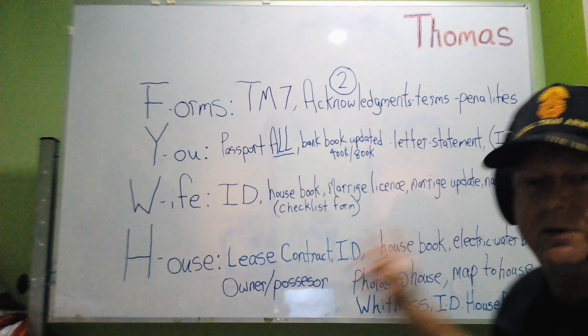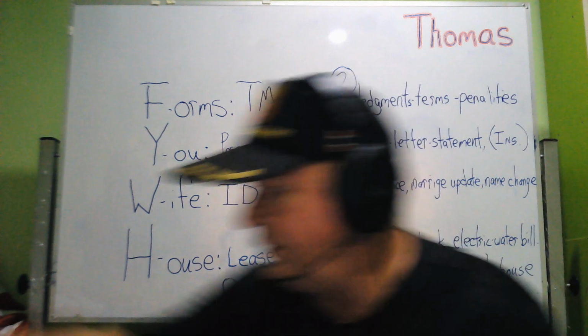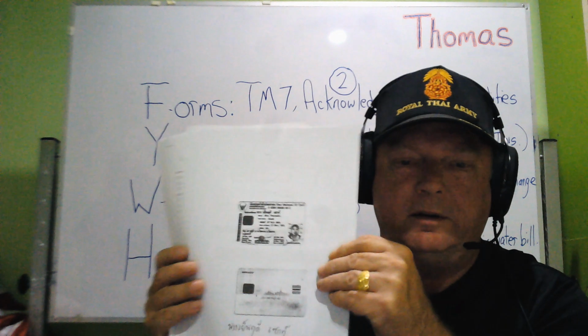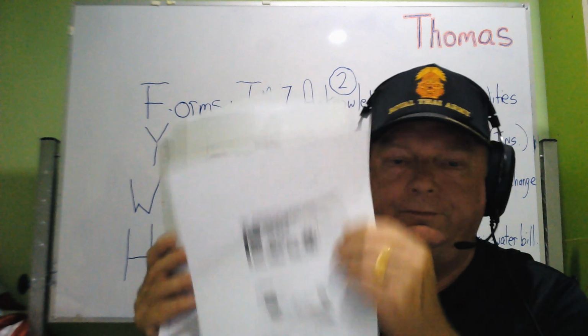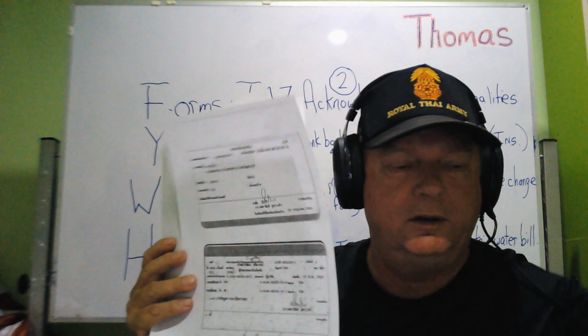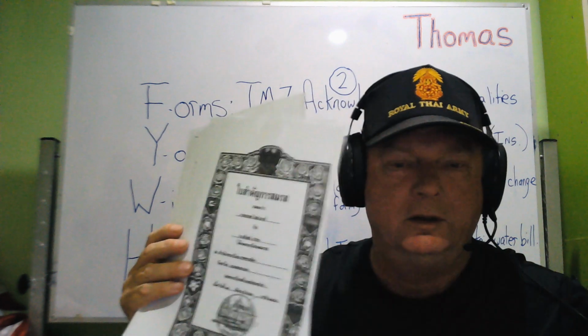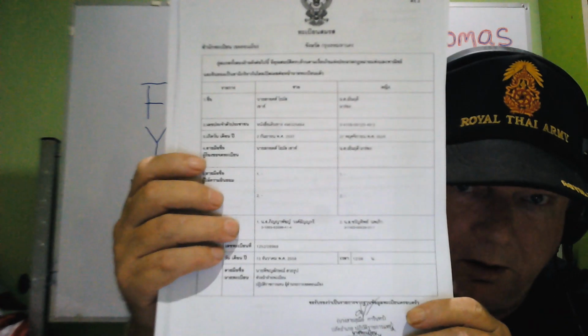Okay, and then there's also a checklist form. So let's go through that real quick. Pretty basic, your wife's ID, boom, right? Copied, she has to sign, of course. Her house book, boom, Tombi and Bond. Your marriage license, right? Boom. Here's the updated form from the AMPO, right?